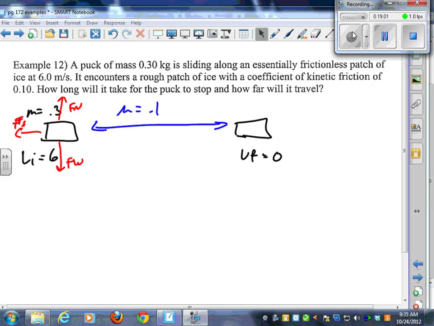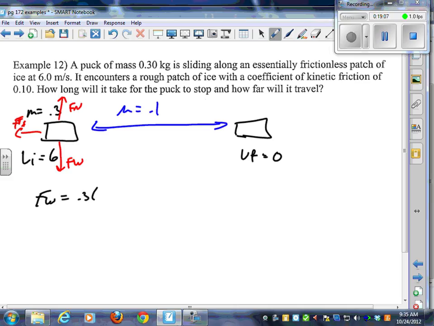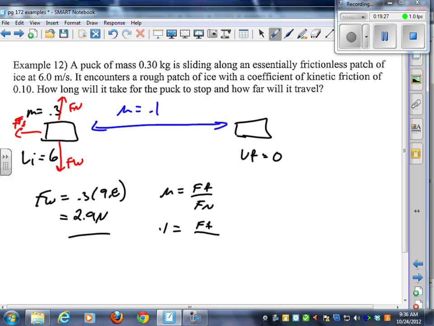Okay. So let's start with our weight force. It's always the simplest thing, right? 0.3 times 9.8. 2.9 newtons is my weight force. That always leads you into the friction force. Mu equals FF over Fn. 0.1 is equal to FF over... Now, do we need to write Fn is equal to 2.9, do you think? Can we just sort of... We know, right? I think we know. So my friction force is 0.29 newtons.